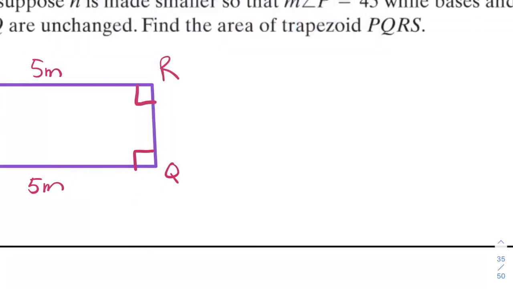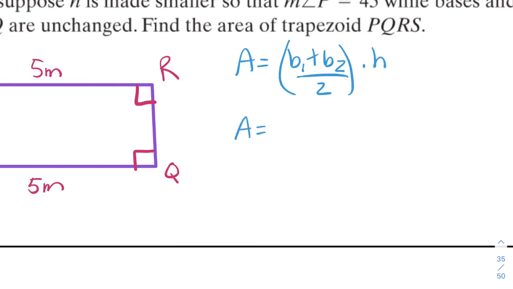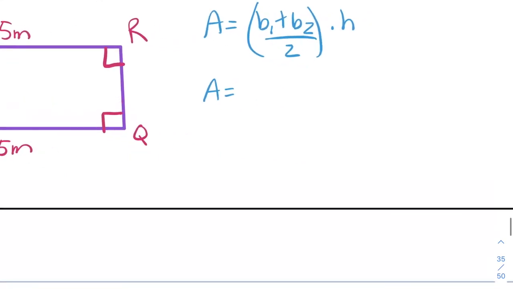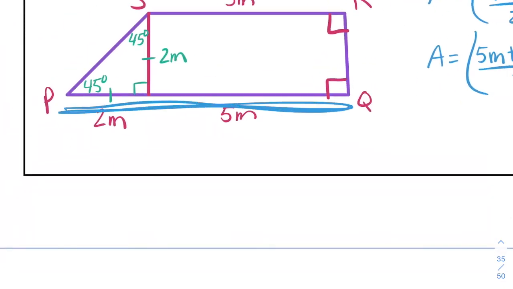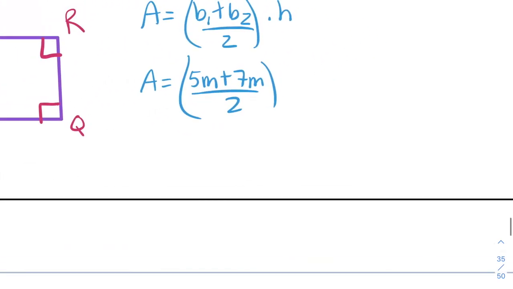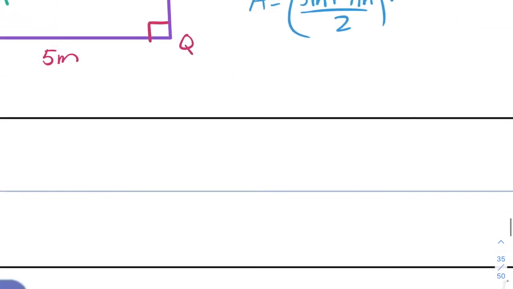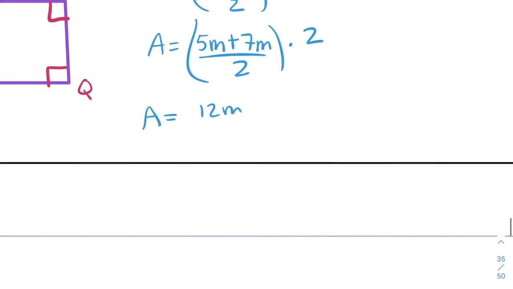So we have area equals B1 plus B2 over 2 times height. So area equals 5 plus 7. It's a total of 5 meters plus 7 meters over 2. We're not using 5 and 5. We're using that whole 7. Okay. Times height, which is 2. We're going to get area equals 12 meters, well, 2 meters.